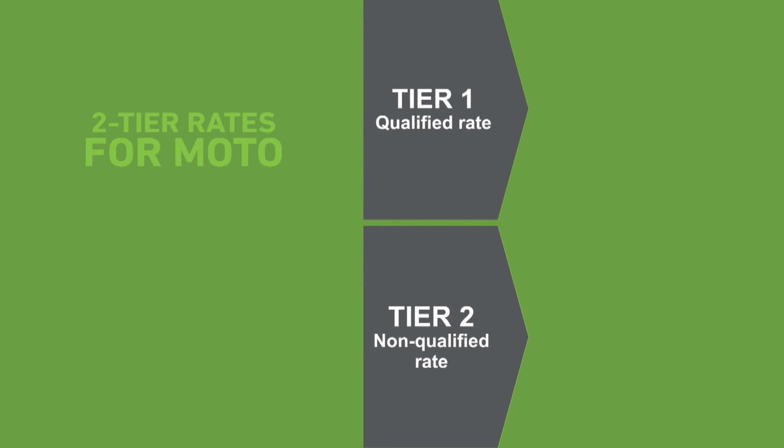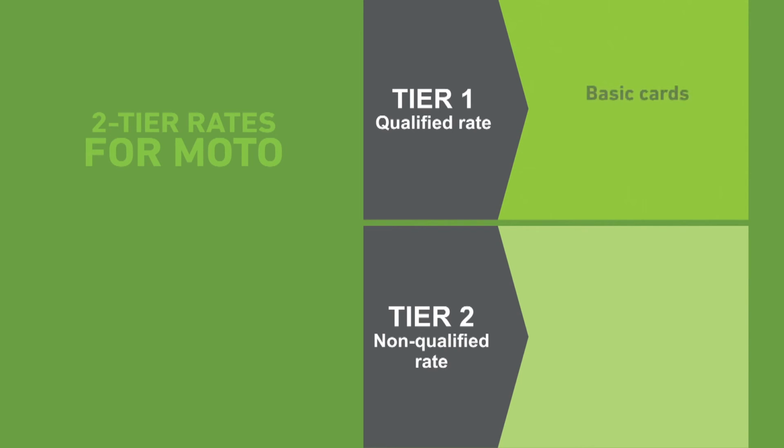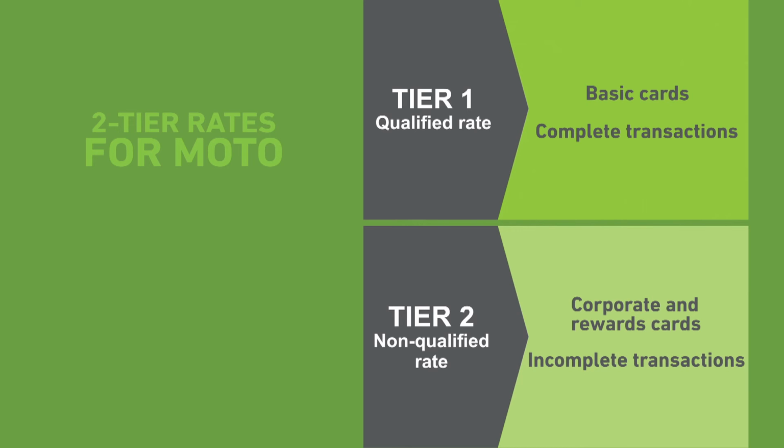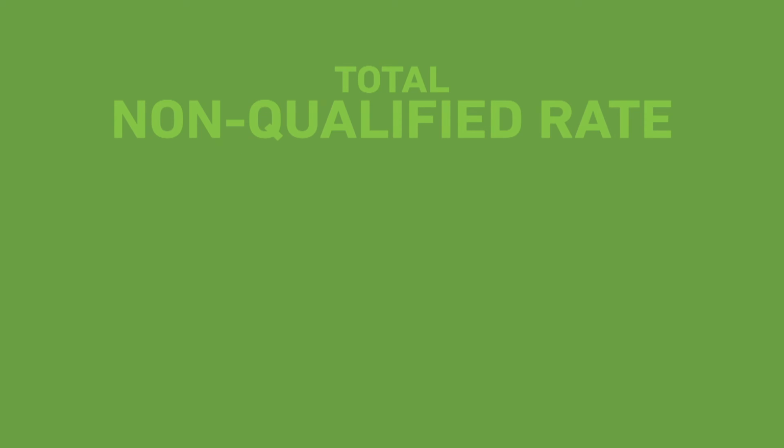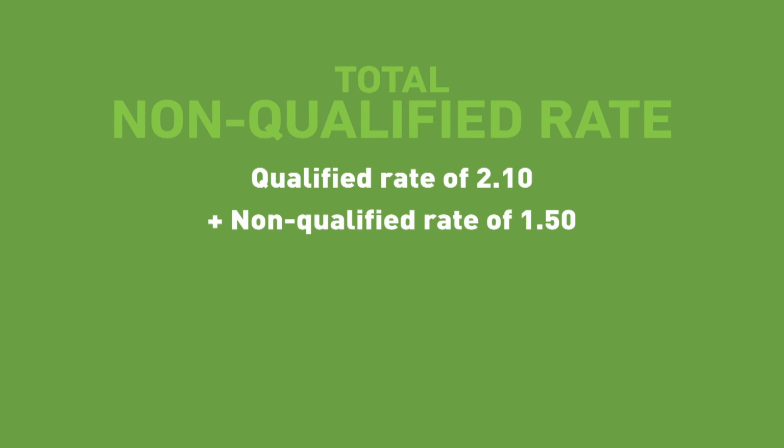And again, in this model, you're going to see that the qualified rate varies from the non-qual with rewards cards, corporate cards, the way the transaction was taken, and so on. In this example, to get the total non-qualified rate, you would add your qualified rate of 2.10 with your non-qualified rate of 1.50, giving you a rate of 3.60. If you're not familiar on how to do this, you can also call your processor and ask them to take you through and help you figure out your fees.